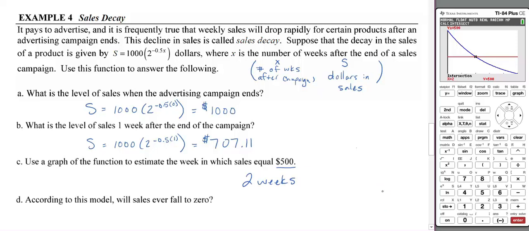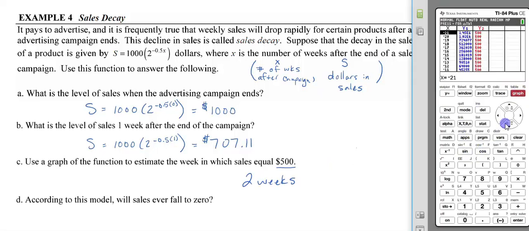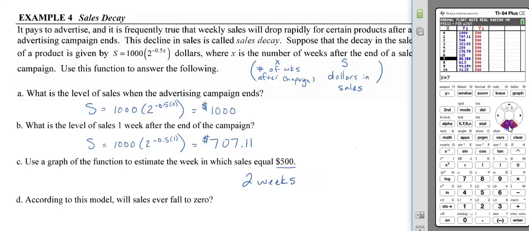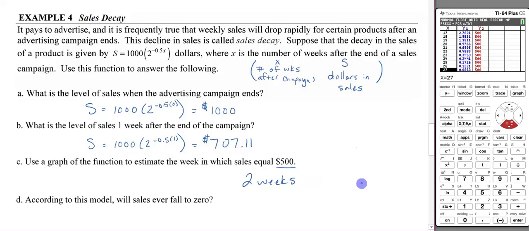Now, according to this model, will the sales ever fall to 0? Well, let's look at our table. Set our table starting at 0 and scrolling down. Our sales do decline quite a bit, right? But according to the model and from our knowledge of these exponential functions, the sales will never fall to 0. They'll get very close, but they will never fall to 0.